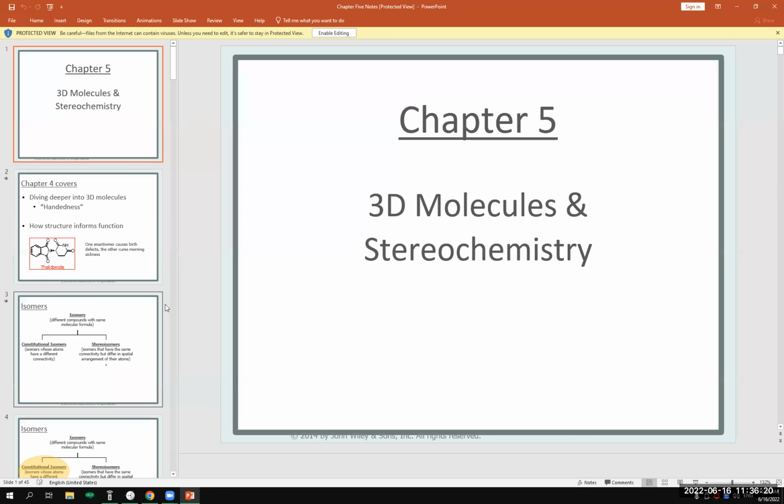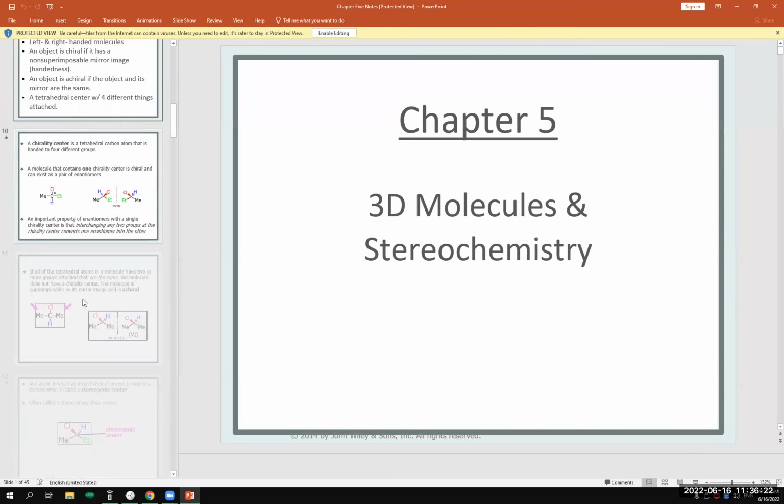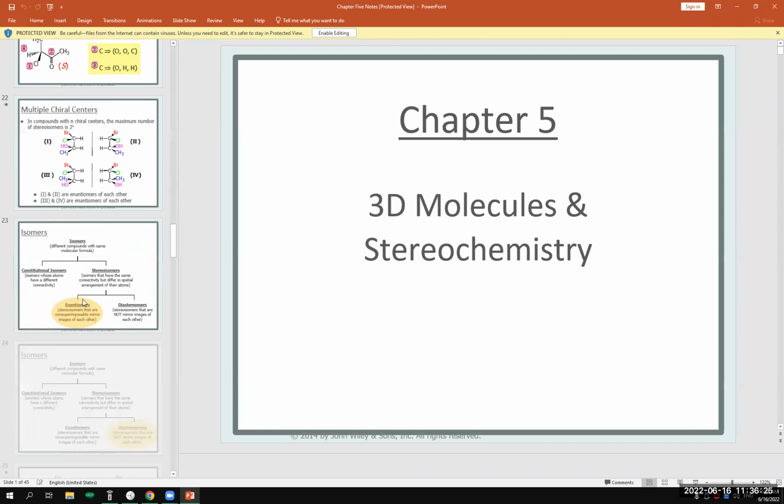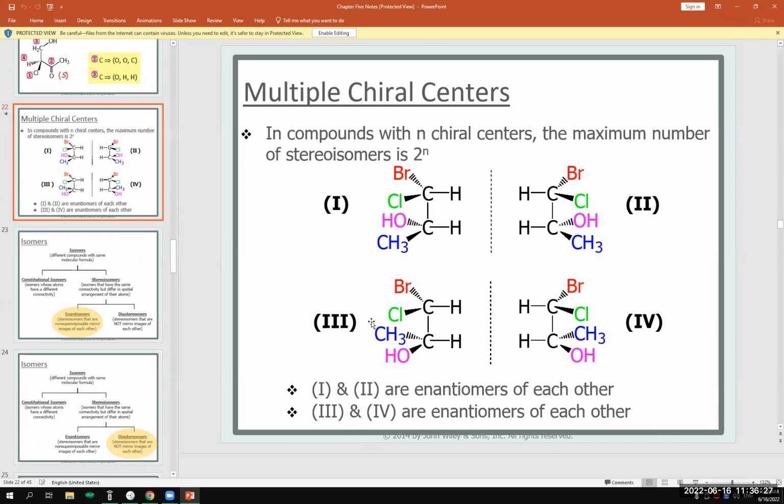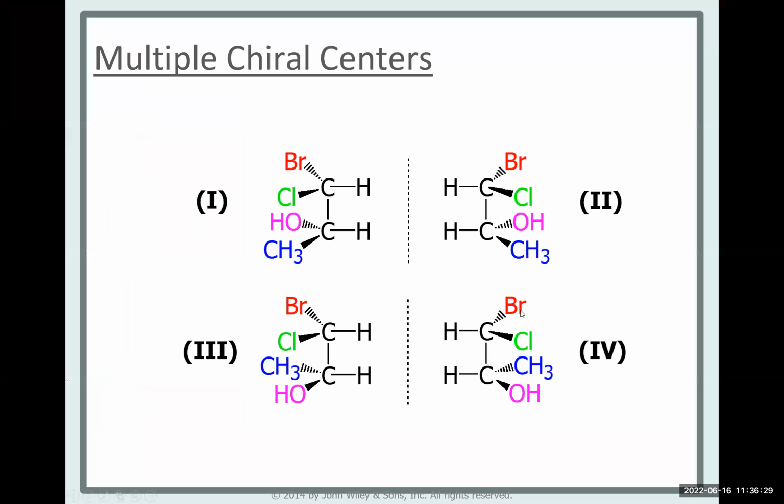Okay, so with that in mind, let's dive into where we were, which was right here. Up to this point, we've only seen R and S configuration used on one stereocenter, one chiral center, and if you have the mirror image of something with one chiral center, it's going to be its enantiomer. But I very briefly introduced the idea that sometimes you can have two chiral centers.